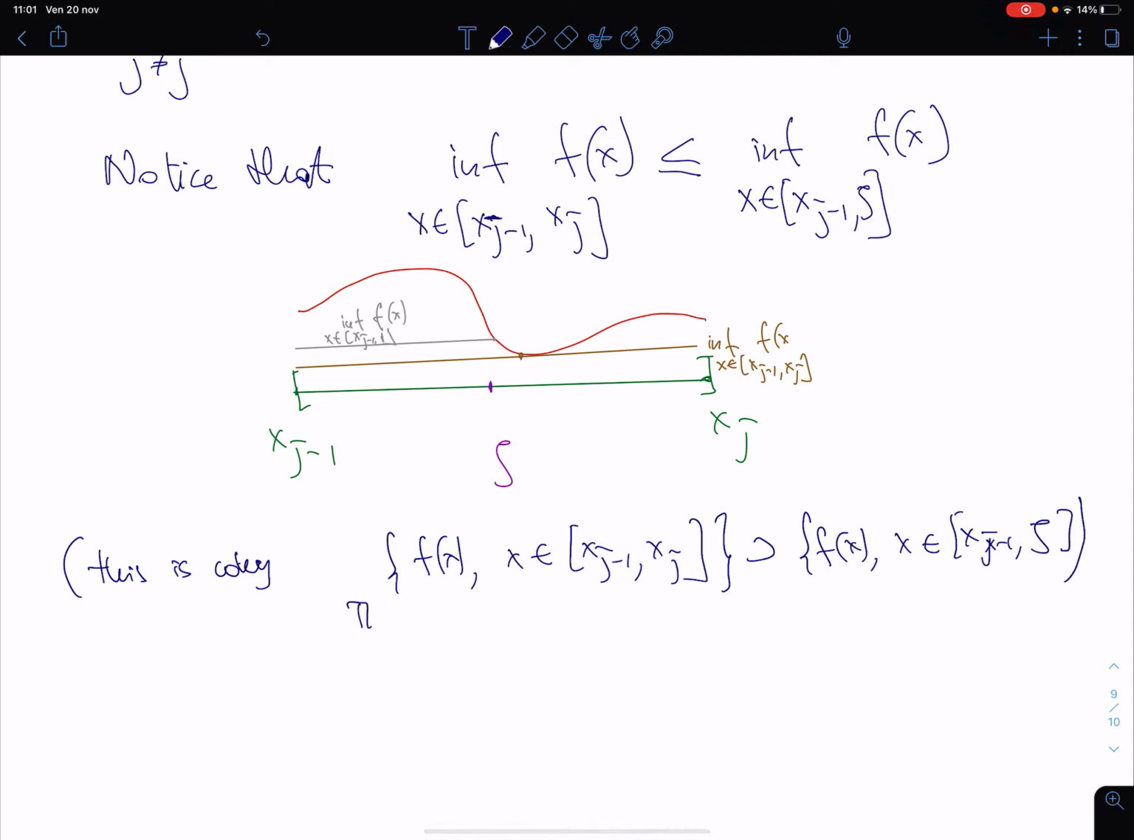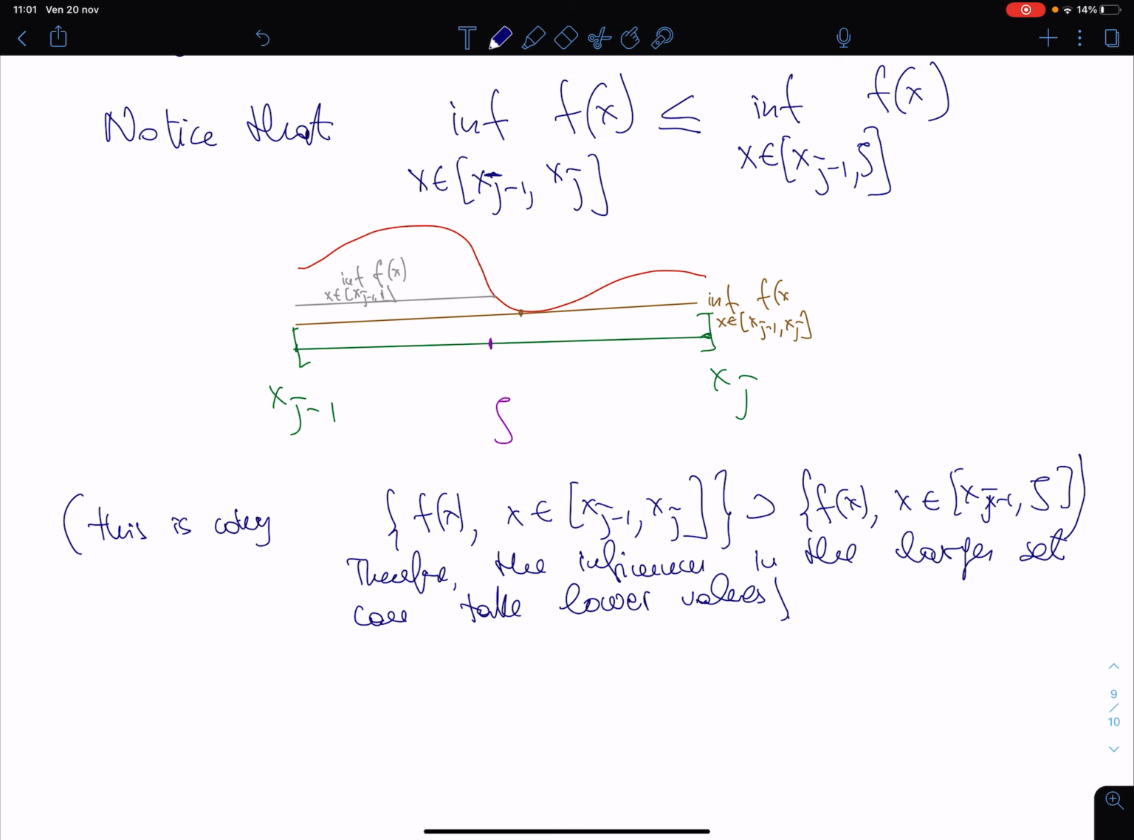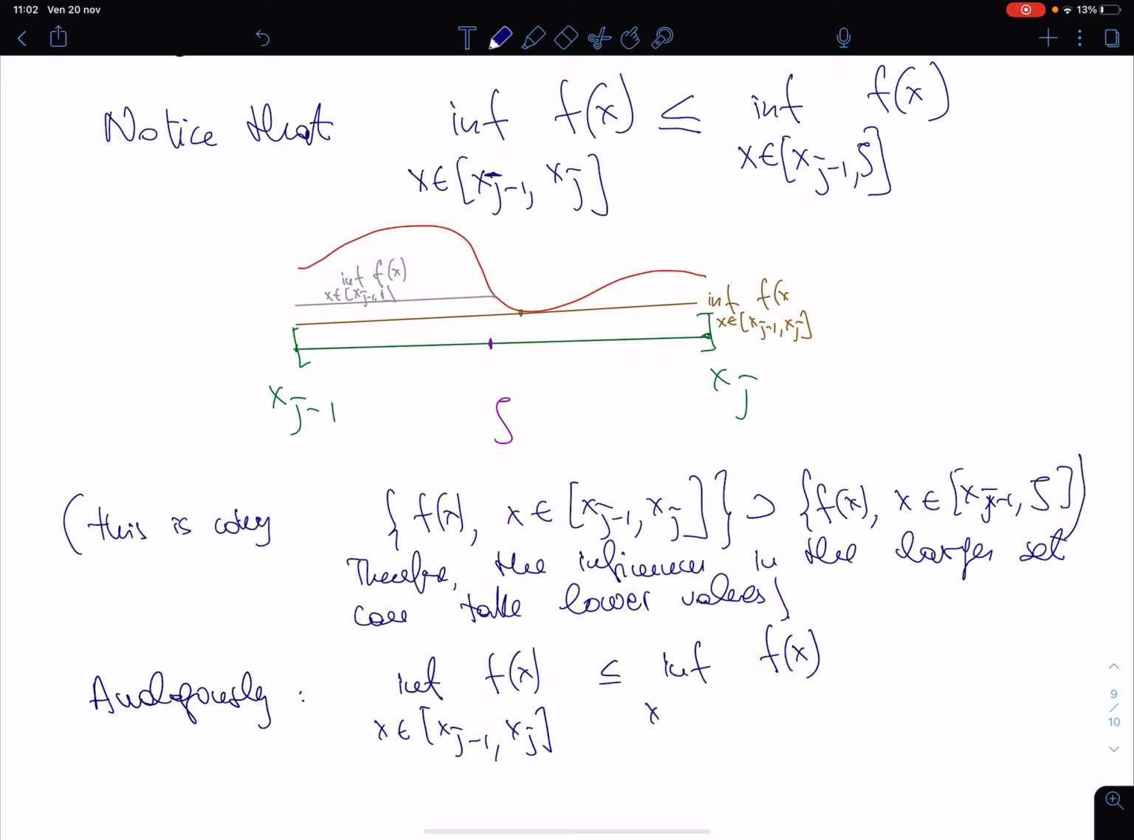Therefore, the infimum in the larger set can take lower values. Now, thanks to this observation, we can go much farther, and analogously, we can say that the infimum of f in the whole interval cannot be larger than the infimum in the second half of the same interval. Very easily.